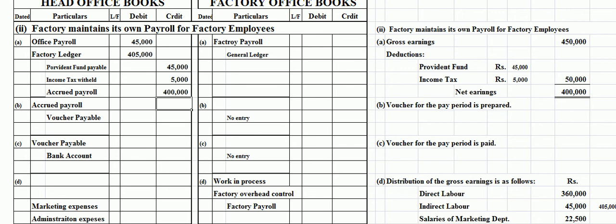Now we move to the factory office book, which is maintaining its own payroll here. Factory payroll amount is 4,05,000 rupees. On behalf of the general ledger, the general ledger should be credited in the factory office book 4,05,000 rupees here. Students, this is the entry which is passed in the book of factory office against the factory payroll.